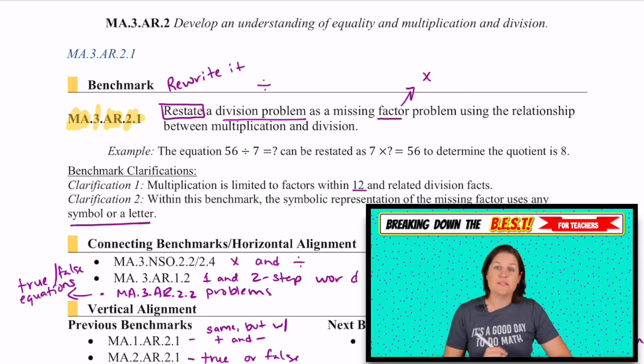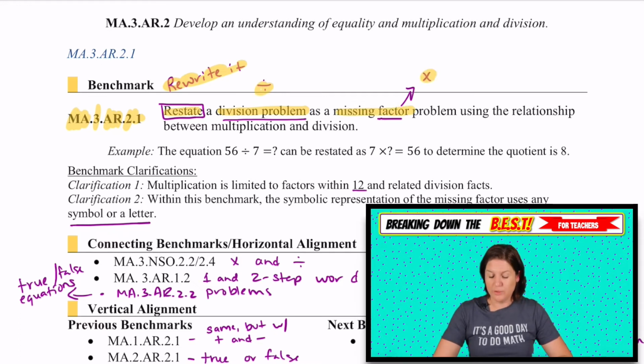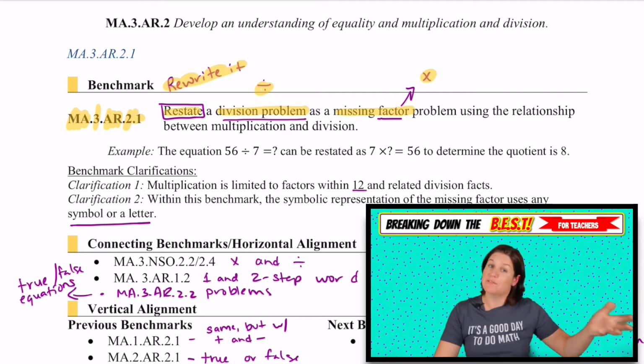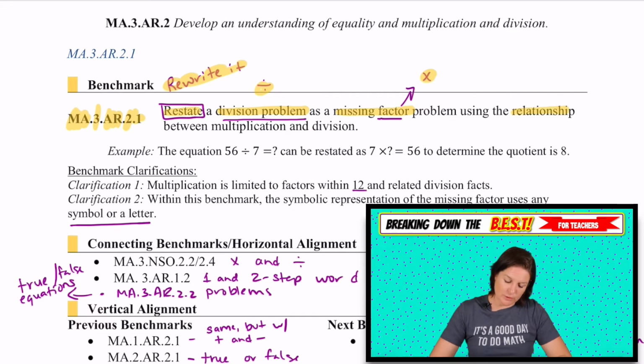MA.3.AR.2.1. MA stands for mathematics, 3 for third grade, AR for algebraic reasoning, and then 2.1 is our standard for today. Today, this standard says that we will restate or rewrite a division problem as a missing factor problem, which means changing it from division into multiplication. I love this because we're using the relationship between multiplication and division.